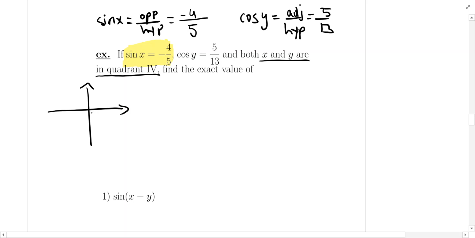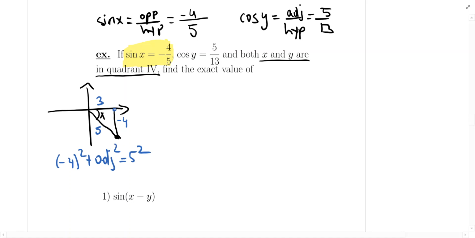Okay, so this means for x, an angle in quadrant 4 will be this. And since the hypotenuse is 5, this value is 5. And then the opposite to angle x is negative 4. Okay, so we can use the Pythagorean theorem to find that adjacent is 3. So you do negative 4 squared plus adjacent squared equals 5 squared. And if you solve, you get that it's positive 3.